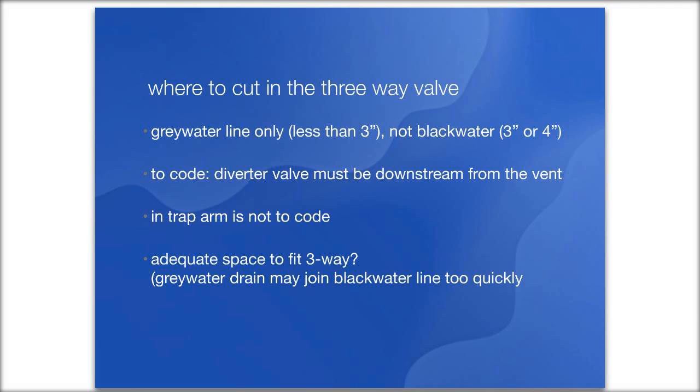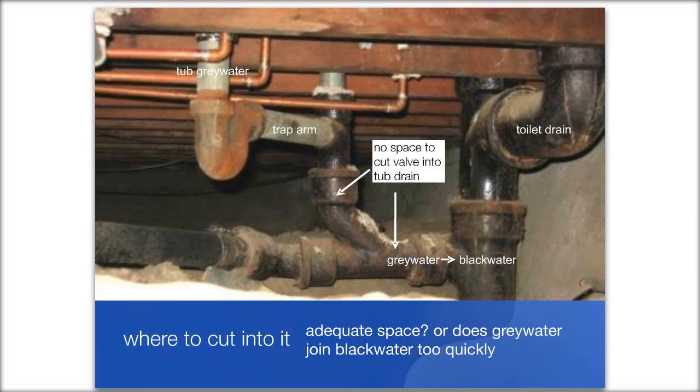And then there's always the issue of, when you're actually in the drain downstream from the vent, is there space to even fit the 3-way valve? And this next slide explains that. So you see the tailpiece coming down from the tub. You see the trap arm. Those are both galvanized, and they go into that black pipe that drops down. That's the gray water drain right there. But it immediately joins a 3-inch vertical black water drain coming from the toilet. So there's absolutely no room to cut in a 3-way valve there.